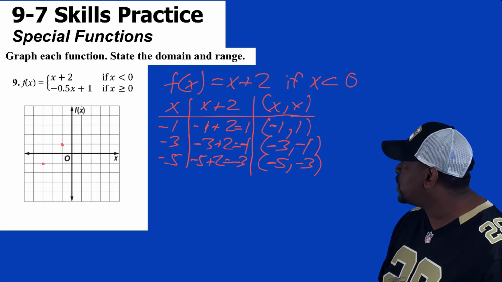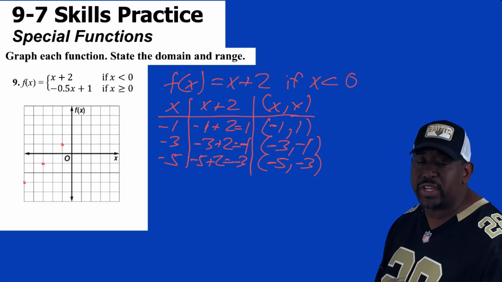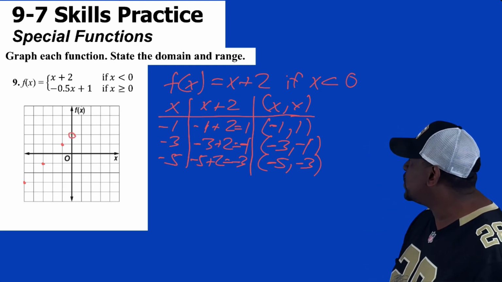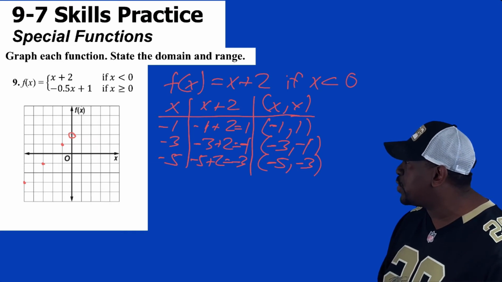So we graph the other points that are given here, and we have (-5, -3). Now we must graph what y is when x is 0, but we will put an open point there. That will be basically at (0, 2). We put an open point.